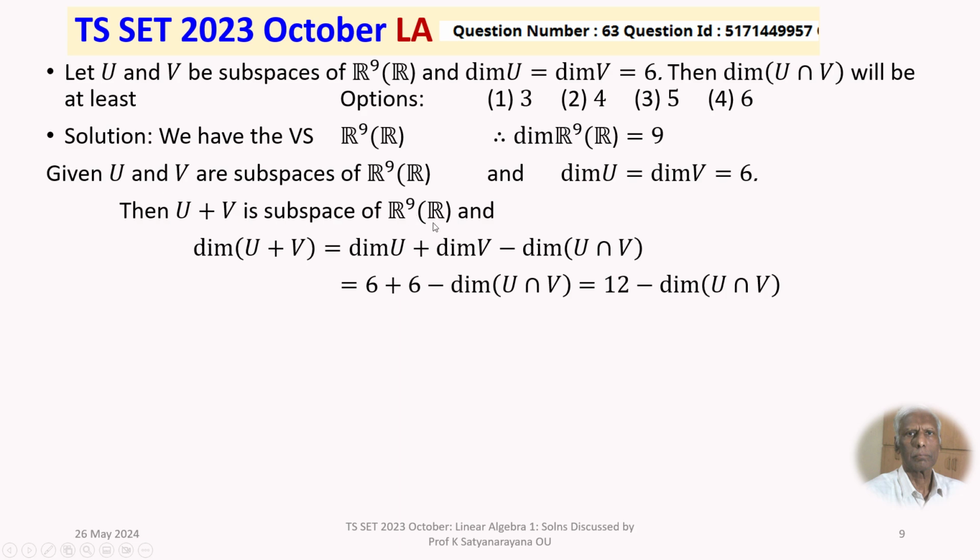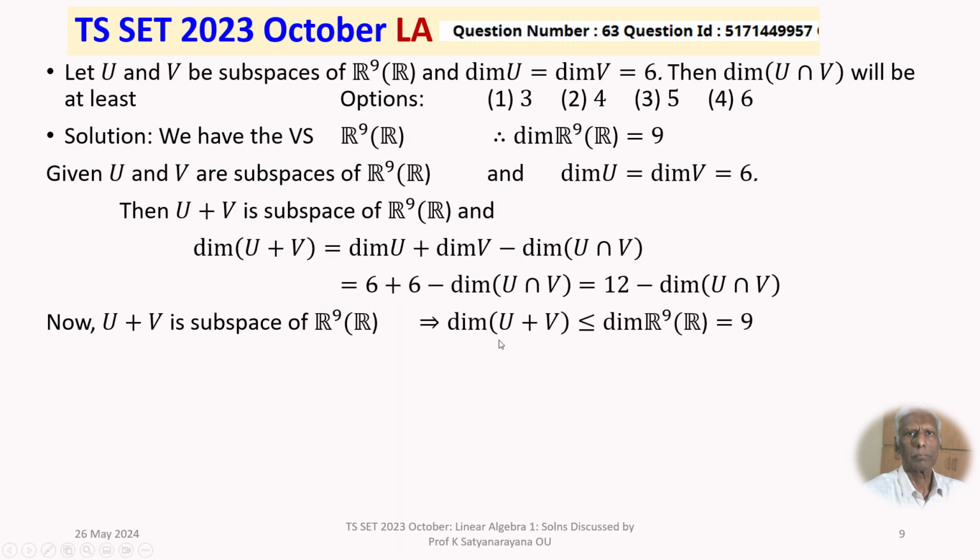Now what is U plus V? U plus V is a subspace of R^9 over R. Therefore, the dimension of U plus V is less than or equal to the dimension of R^9 over R. Agreed. What is the dimension of U plus V? It is 13 minus the dimension of U intersection V. This implies 13 minus the dimension of U intersection V is less than or equal to 9. And this will imply the dimension of U intersection V is greater than or equal to 13 minus 9, that is 4. That means the dimension of U intersection V is at least 4.